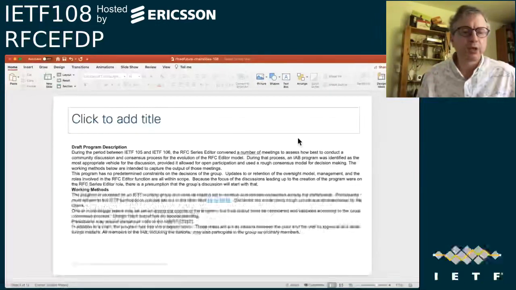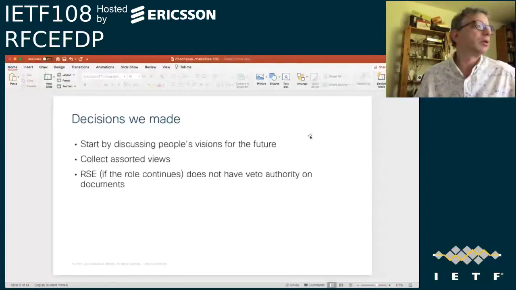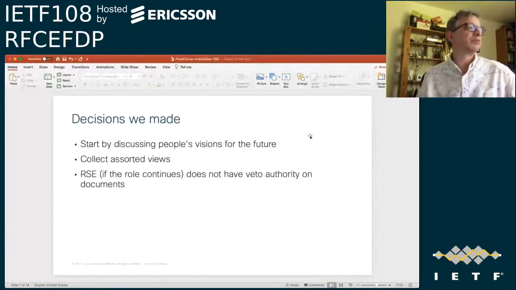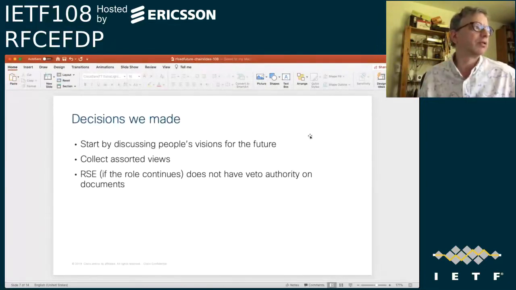We've created a bit of a wiki here and documented some of those discussions. The sole decision we've come to, and it's not a perfect consensus but a reasonable, more than rough consensus, is that in the future, as we write out whatever it is we write out, the RSC will not have veto authority on documents. So, congratulations, group. We've made one decision, which is pretty good.